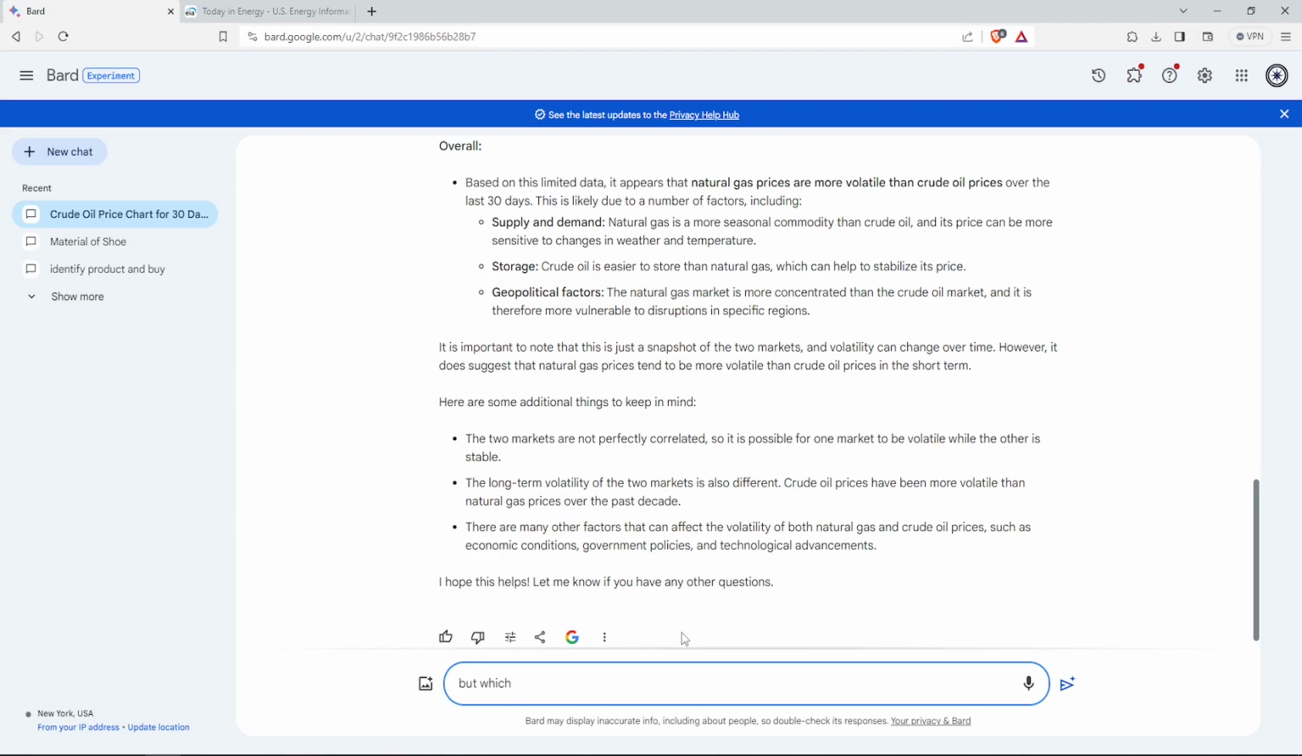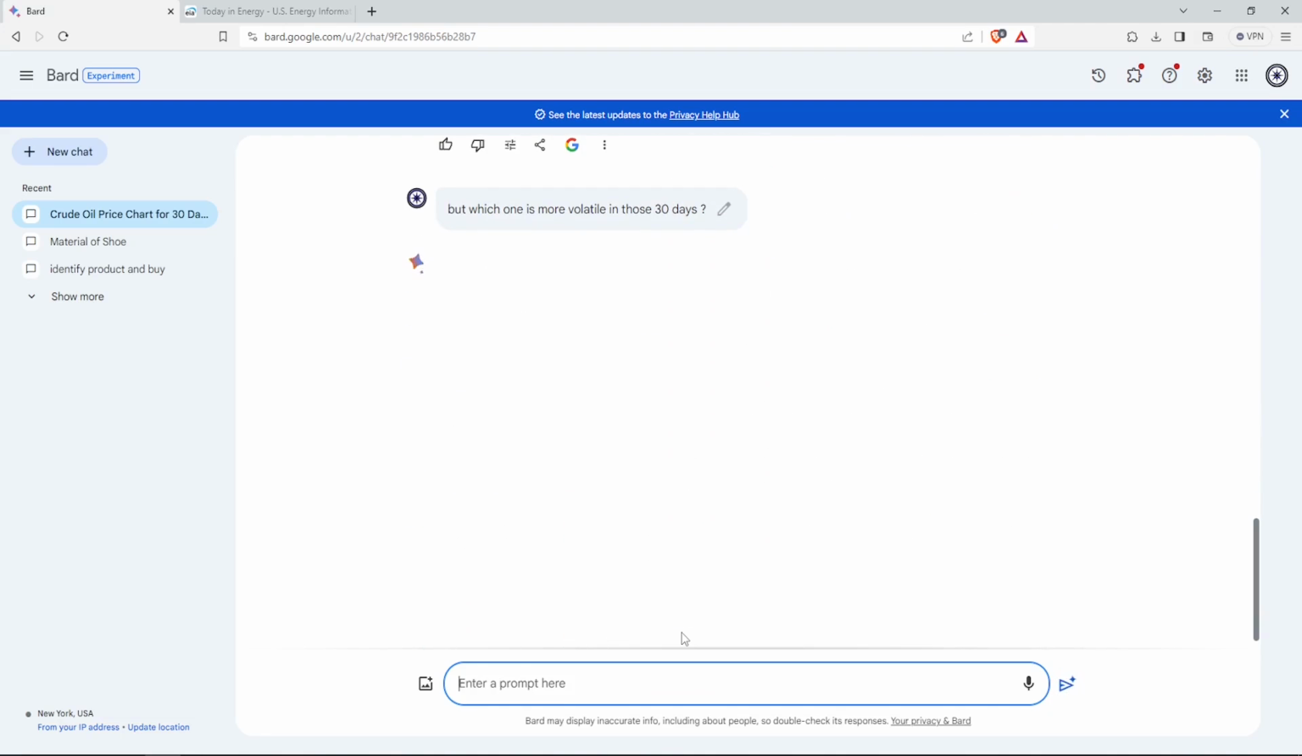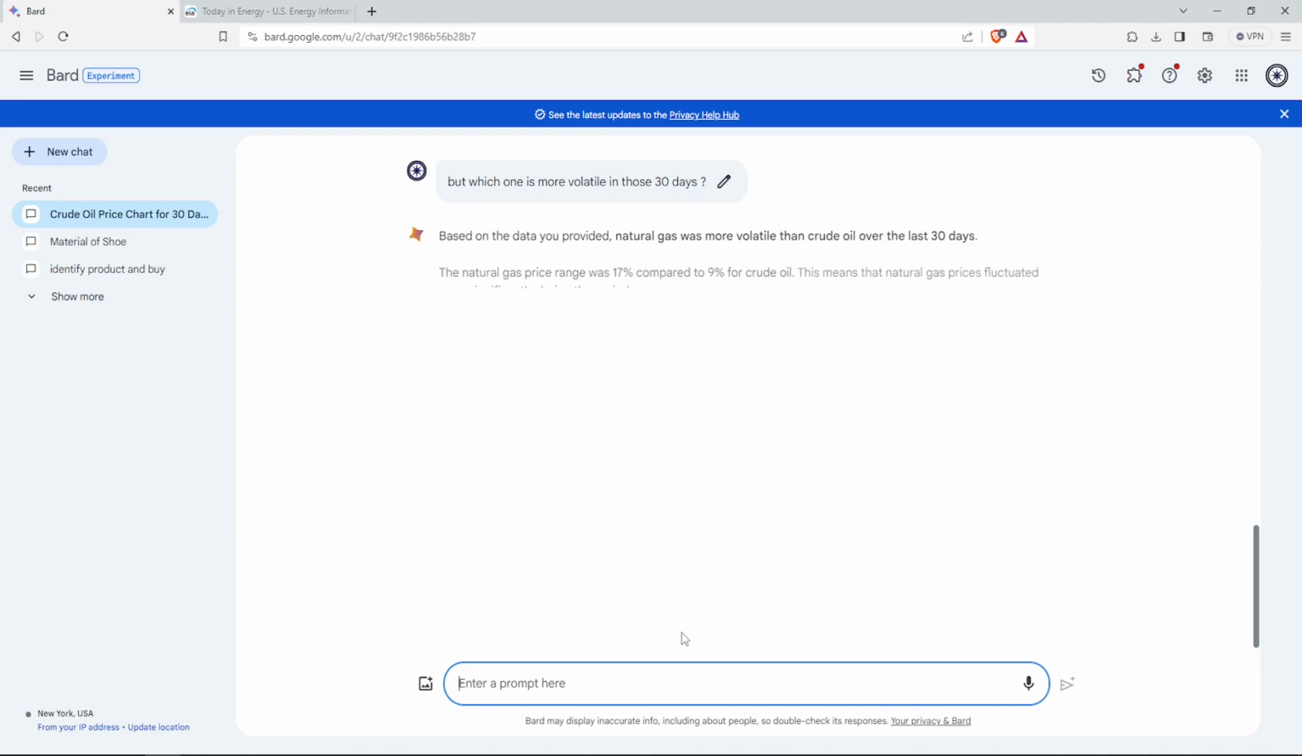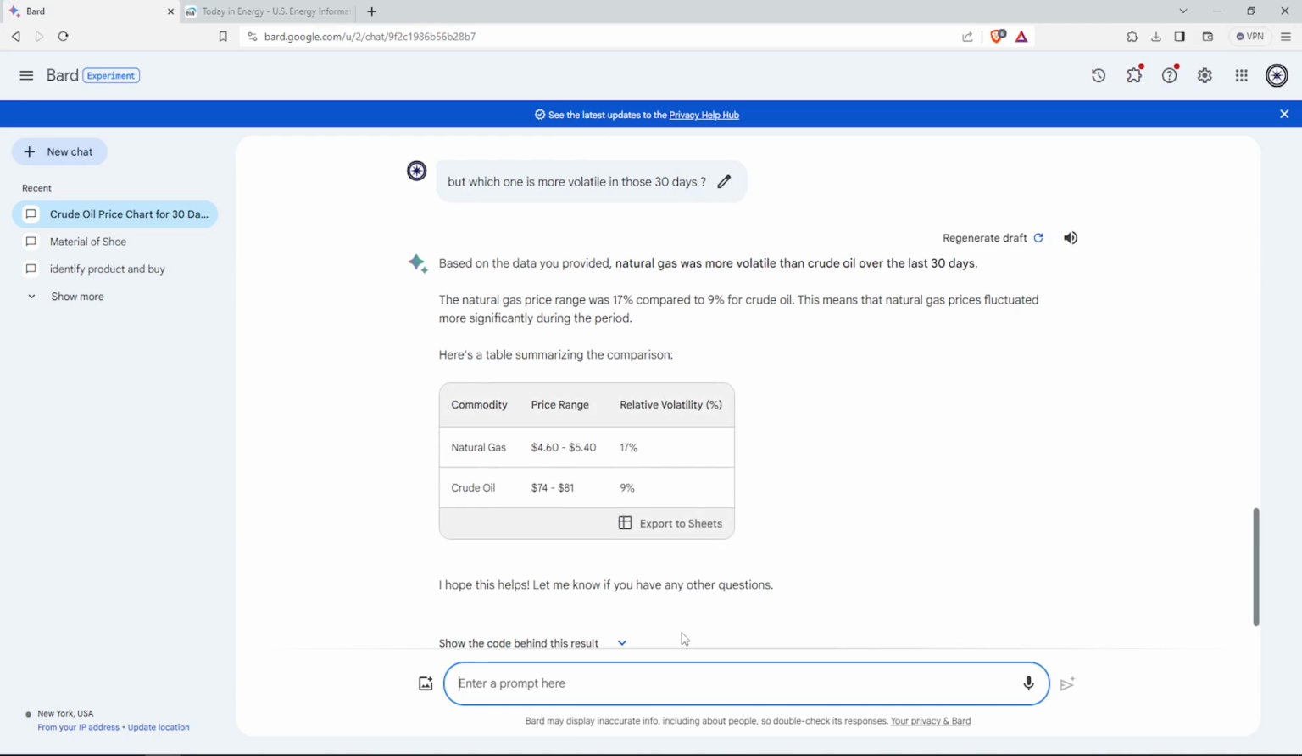However, we were looking for a much simpler answer. Therefore, we can add a follow-up question. But which one is more volatile in those 30 days? There we go. Now we have a simple yet clear idea of which asset was more volatile by looking at the relative volatility indicator.